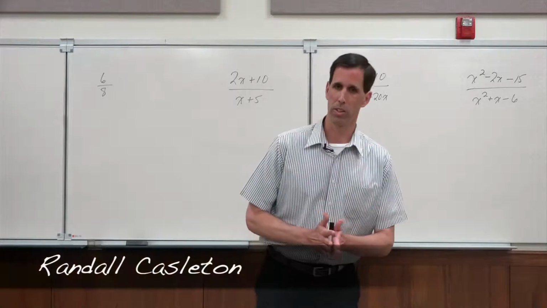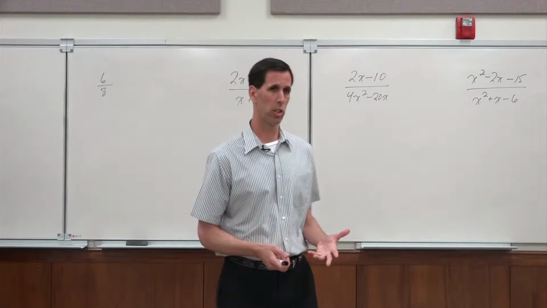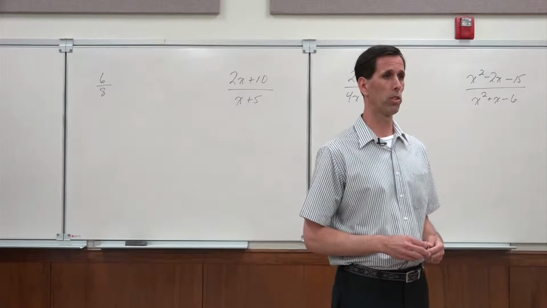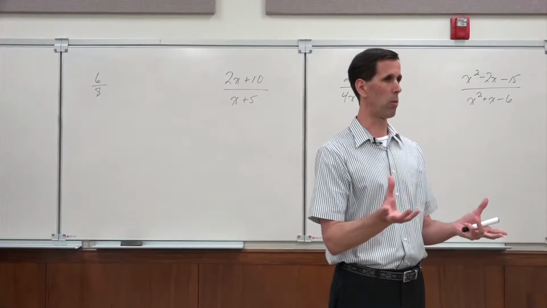In this segment, we're going to work on reducing or simplifying rational expressions. First of all, you want to think of a rational expression as the quotient of two polynomials. What we're going to have is some fractions set up, and we're going to try to reduce these like we would reduce a normal fraction.